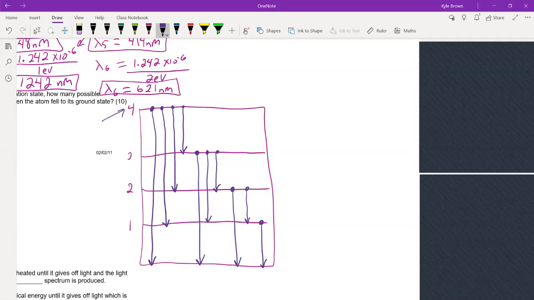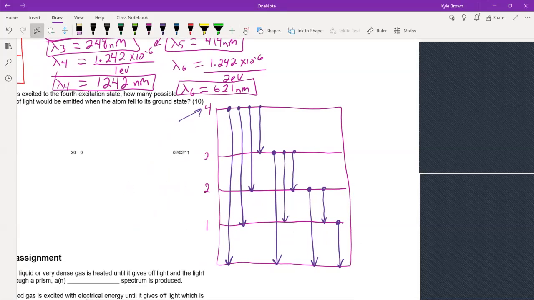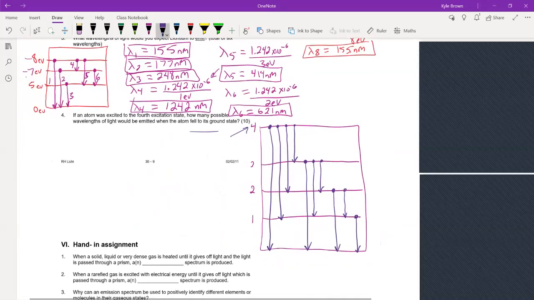So if you count those up, we've got 4, 5, 6, 7, 8, 9, 10, right? So there you go, there's all the different ways it could emit. And we don't have to figure out what they are. They just said, you know, how many would there be? Okay, so that's it. Hopefully you guys are okay with that.